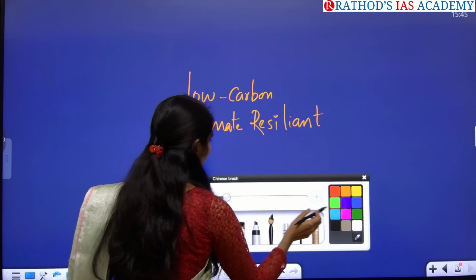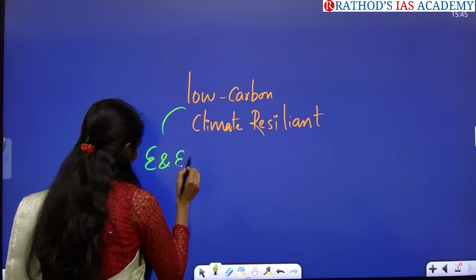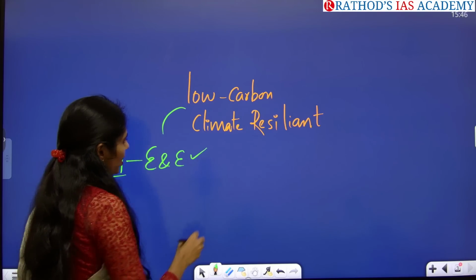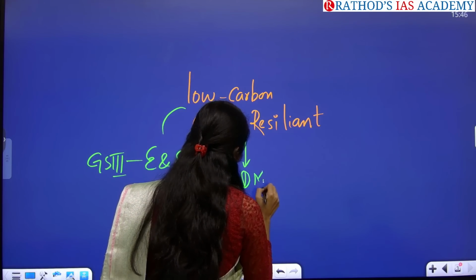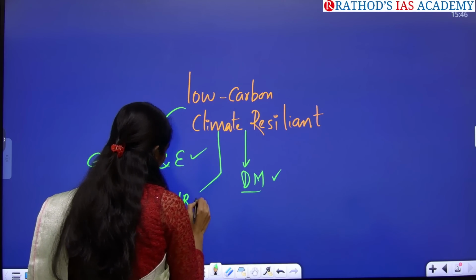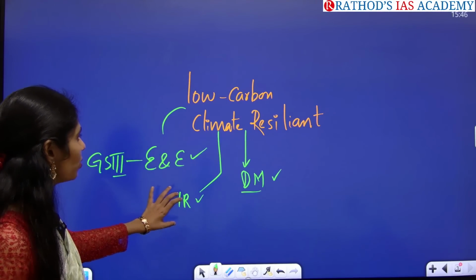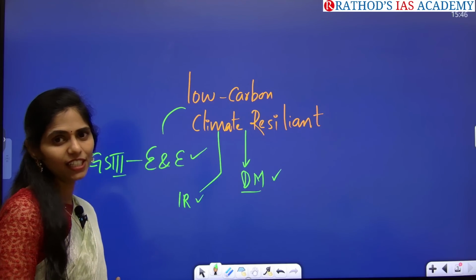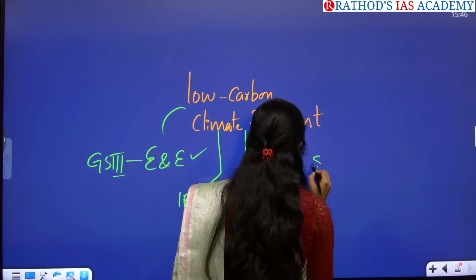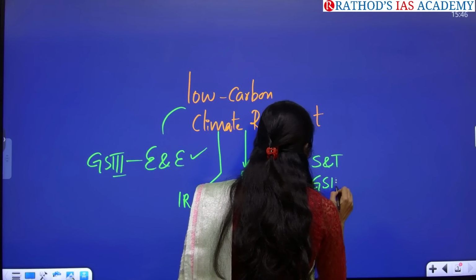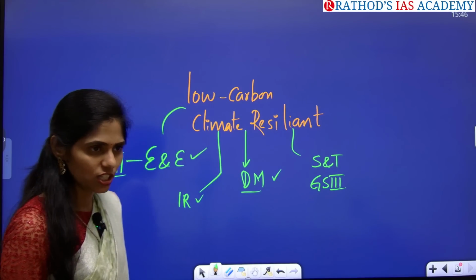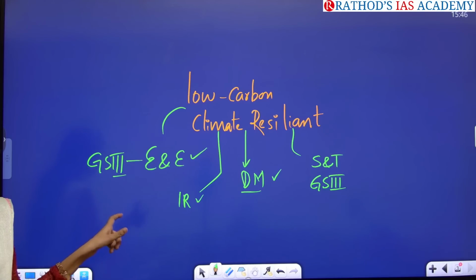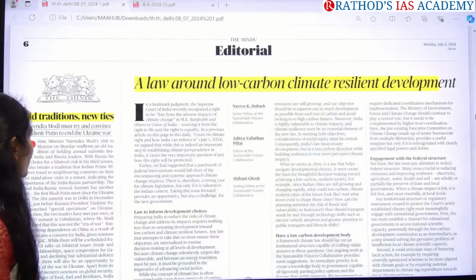So where can we connect this topic? We have environment and ecology, which comes in our GS paper 3, where we can connect this topic. From disaster management also we can connect this topic. And from international relations, how other countries are taking steps to control carbon emissions, or how other countries are taking strategies to make climate resilient technology. That is very important. Even from science and technology in GS paper 3, we can think about the climate resilient technologies that we have or can get in the future. All these are the important dimensions that you have to see from this single article's point of view. Now let us see this article in detail.